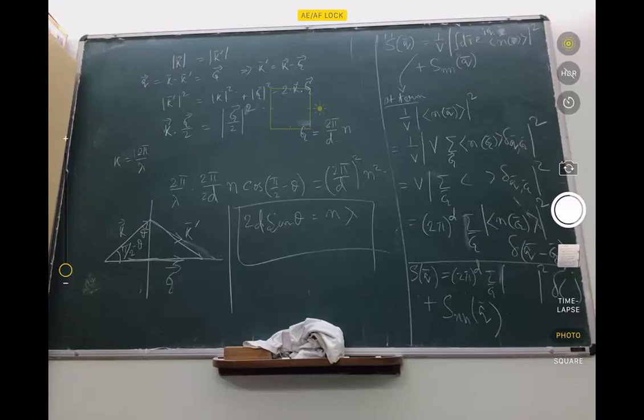What happens is that the momentum transfer, when the scattering is happening in a periodic solid, has to be equal to one of the reciprocal lattice vectors. It cannot be that Q, the momentum transfer, can take any arbitrary value. It has to be equal to one of the reciprocal lattice vectors. That's all we have said.